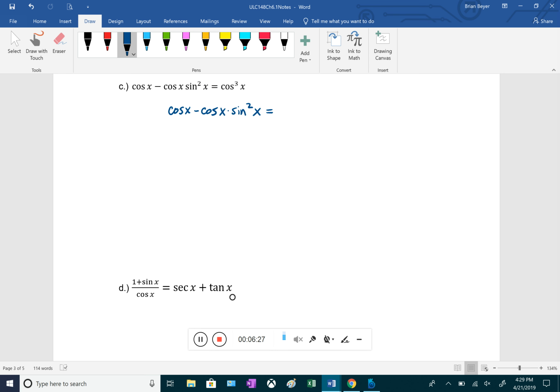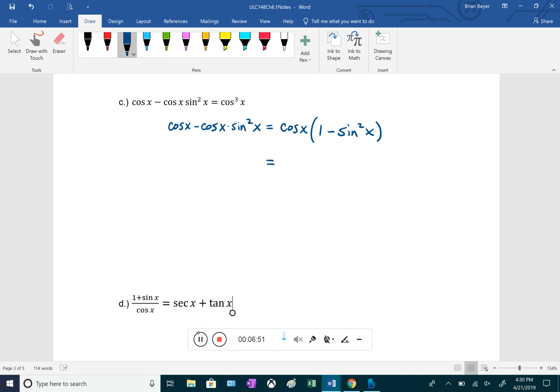Taking a look at this, both of these terms have cosine in it, so we can factor out cosine x. When we factor out a cosine x, we're going to be left with 1 minus sine squared x. It might look like this is a dead end, but we can actually use an identity here and make this work out for us.